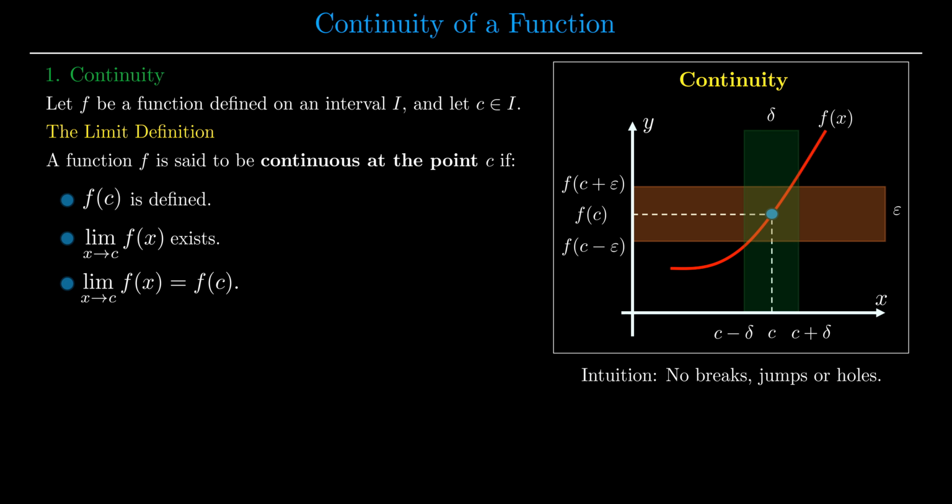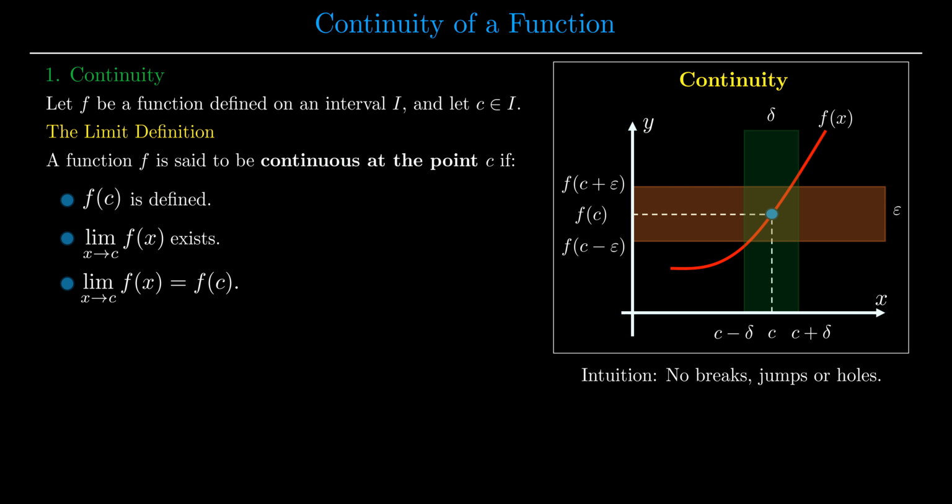We say that a function f is continuous at a point c if three conditions are met. First, the function must be defined at c. Second, the limit as x approaches c must exist. And finally, the limit must equal the actual value of the function.